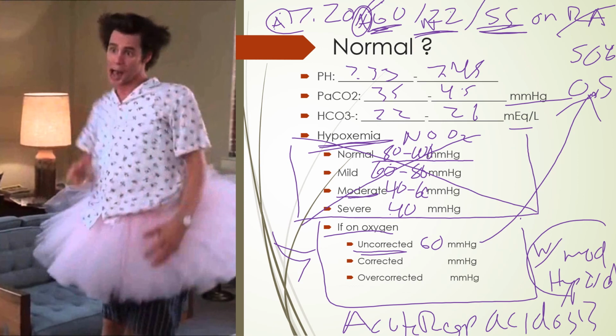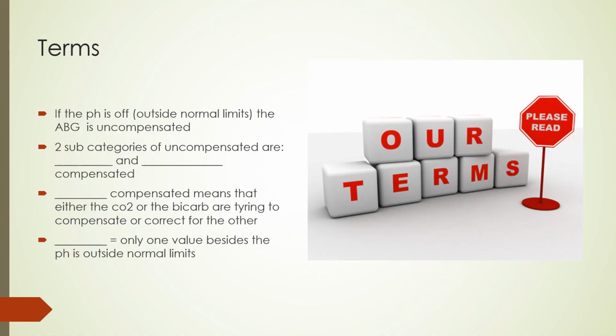All right. If they are corrected, it would be 60 to 100. So corrected would be 60 to 100 millimeters of mercury. Overcorrected would be anything greater than 100 millimeters of mercury. So that means maybe we turn it down a little bit there. We're overcompensating for something here. All right, so make sure you got your terms.